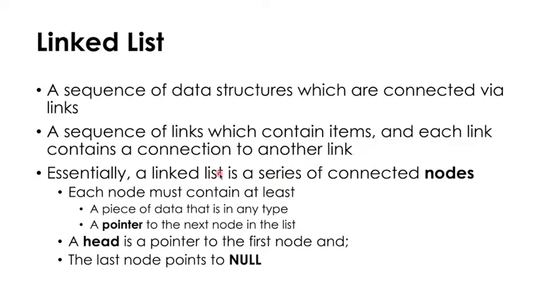Essentially, a linked list is a series of connected nodes, and each node must contain at least a piece of data that is of any type and a pointer to the next node in the list. Next, the head is a pointer to the first node, and the last node points to a null value. If you're wondering what a linked list looks like, this is how it looks.